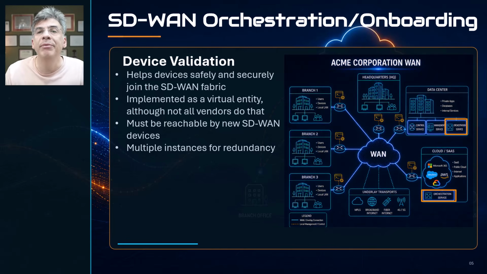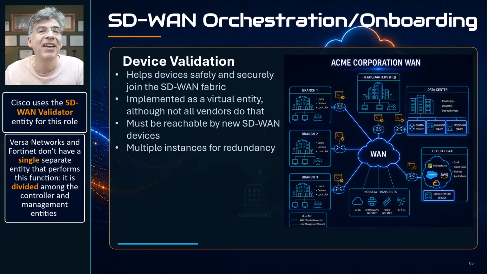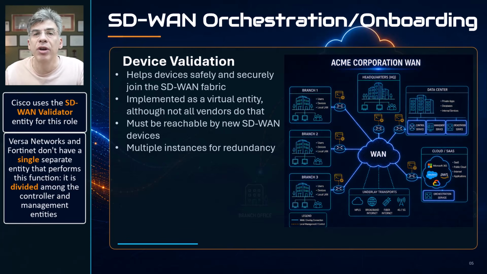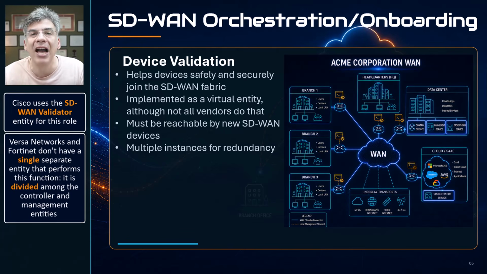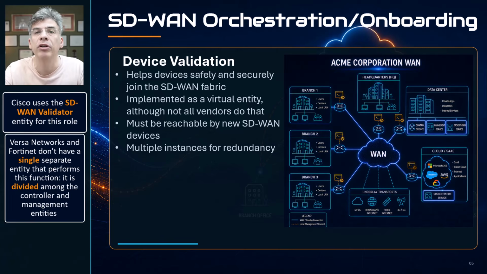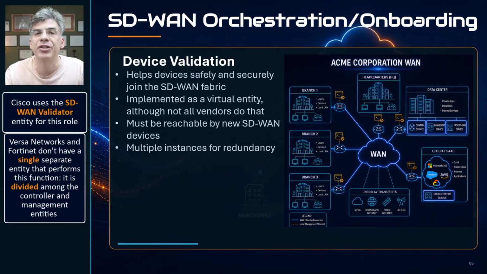In a Cisco deployment, this role is performed by the SD-WAN validator. Versa Networks and Fortinet don't have a separate entity that performs only this function. The orchestration and onboarding function is divided among other functions, including the management plane and controller, showcasing the differences in approach that various vendors take.